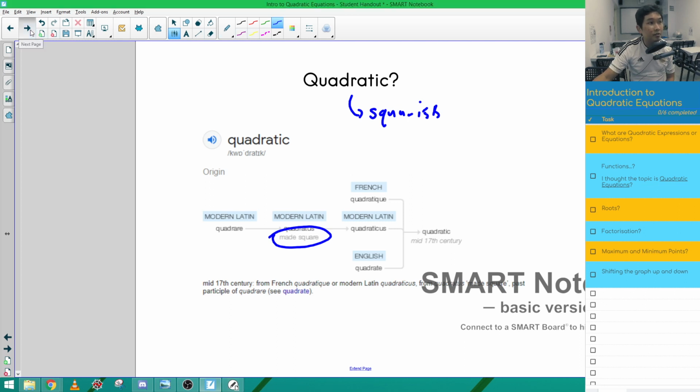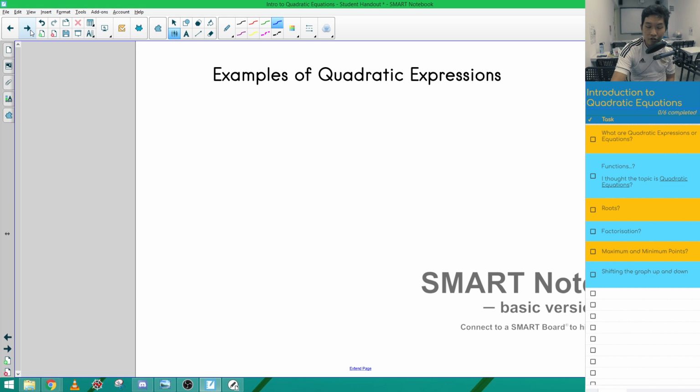Let's look at examples of quadratic expressions, which you might know. Say x squared plus 5x plus 6. This is a quadratic expression. Or we can also say things like x squared minus 1 or 5x squared plus 2x. All these are examples of quadratic expressions. Some of you might be thinking, I see the pattern: there must be an x squared in any of these expressions. And you're right.